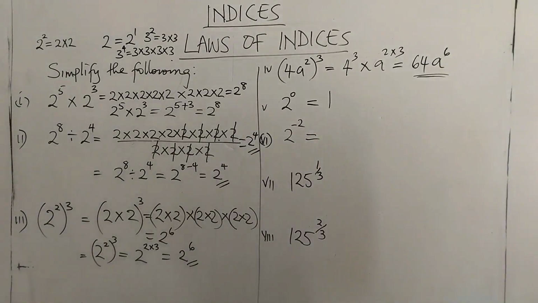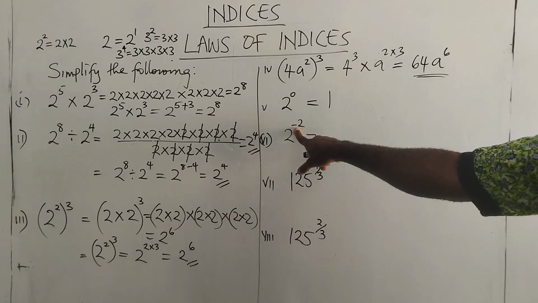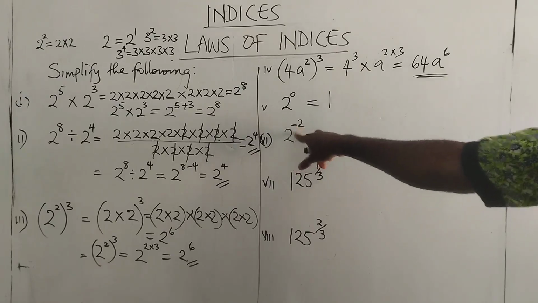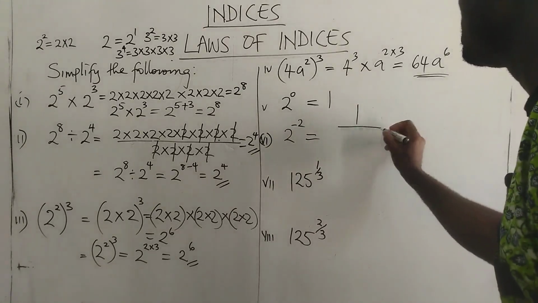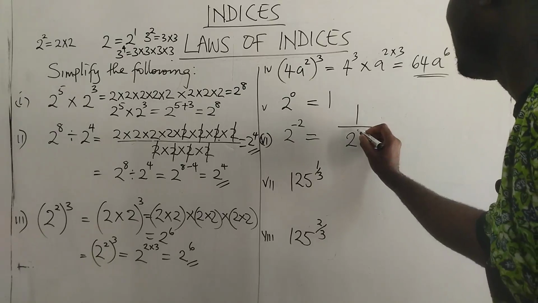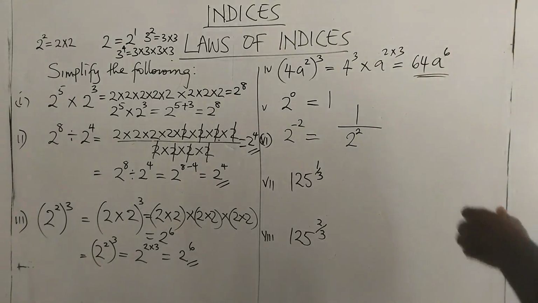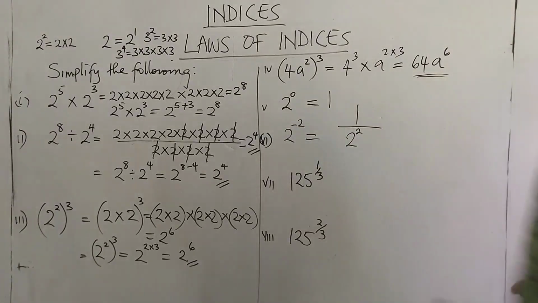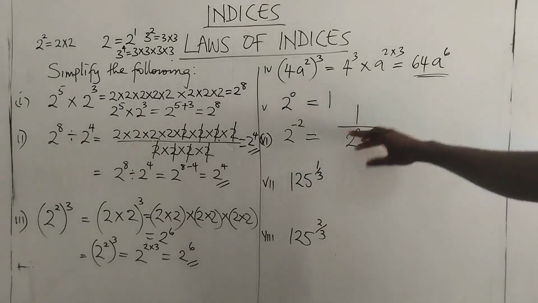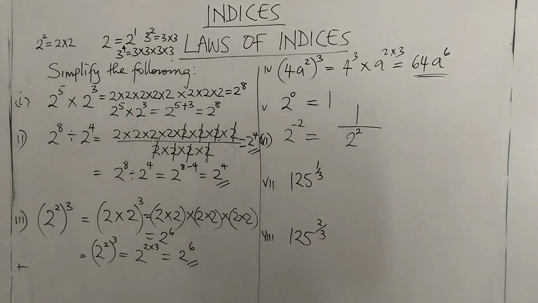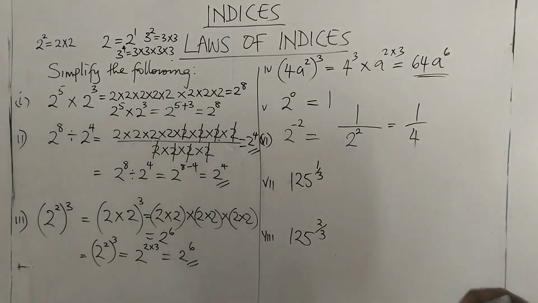Now, the next question says 2 raised to power minus 2. This we refer to as negative index. This is a negative index. And when you have a negative index, the interpretation it gives is a reciprocal. This is the interpretation of a negative index. It gives the reciprocal of that number. So 1 over 2 raised to power 2, which will eventually give you 1 over 4.